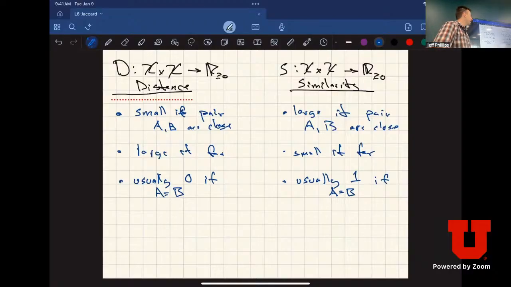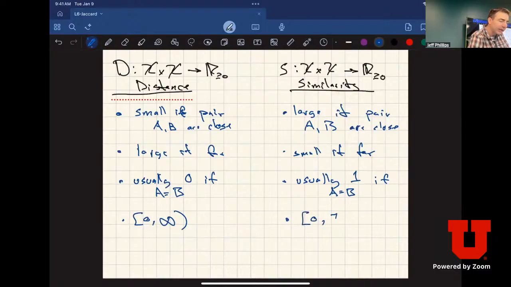So what this means is that the distance is usually in the range 0 to infinity, whereas the similarity is usually in the range of 0 to 1. Again, this won't always be true with the similarity, but it will often be the case. And we can often convert between them. There are two ways to convert between them.